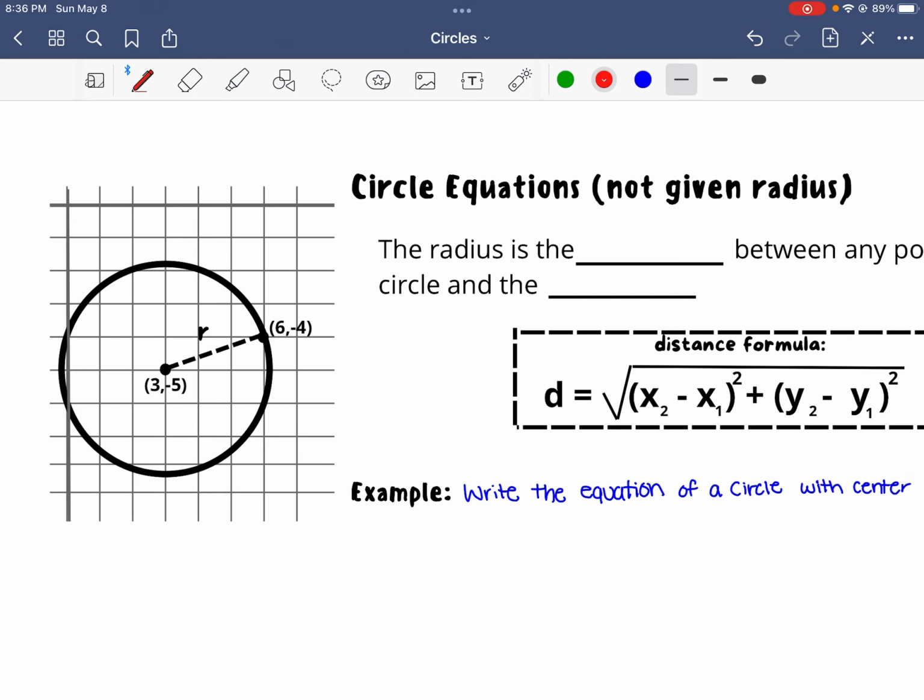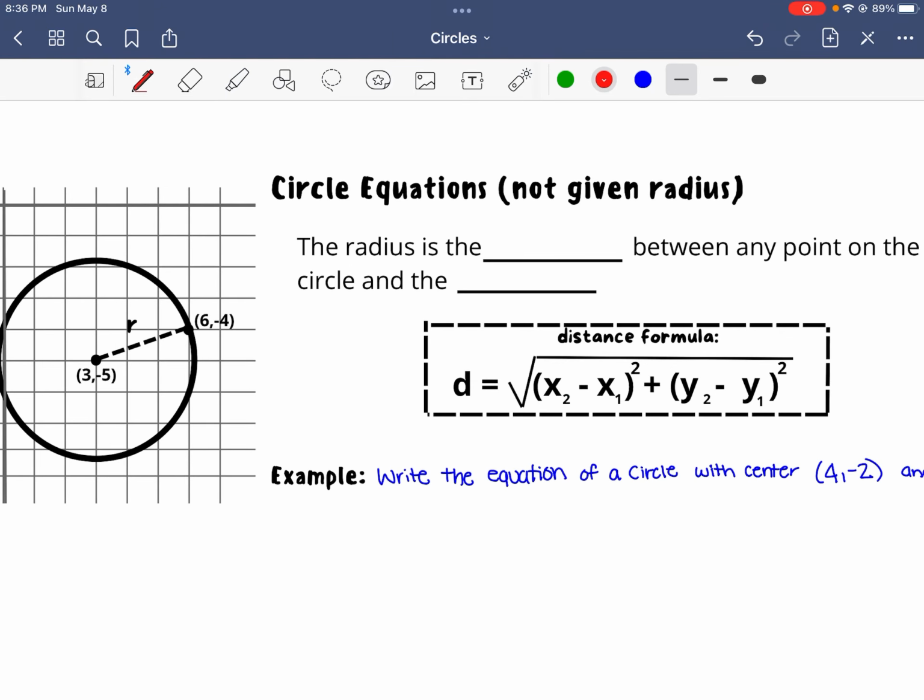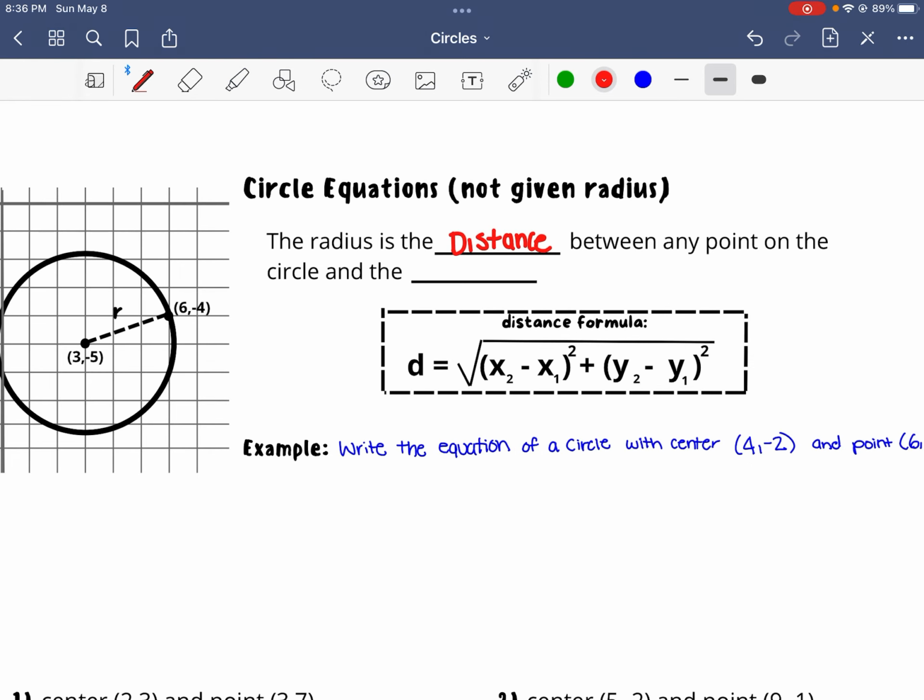Now the radius is not just a random number. The radius is the distance, right? The distance between a point on the circle and the center. So if we know the distance between a point on a circle and the center, that is equal to our radius, okay? So we're going to be using this formula right here to find that distance. Because if we find the distance, we can substitute it for our radius with our circle equations, okay?